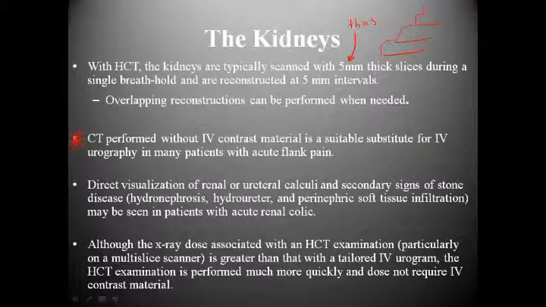Direct visualization of renal or ureteral calculi and secondary signs of stone disease such as hydronephrosis, hydroureter, and perinephric soft tissue infiltration may be seen in patients with acute renal colic. And although the X-ray dose associated with helical CT examination, particularly on a multi-slice scanner, is greater than that with a tailored IV urogram, the HCT examination is performed much more quickly, and does not require IV contrast.